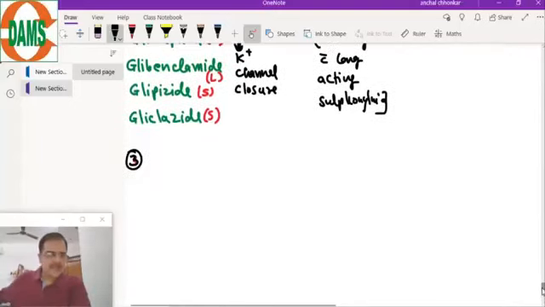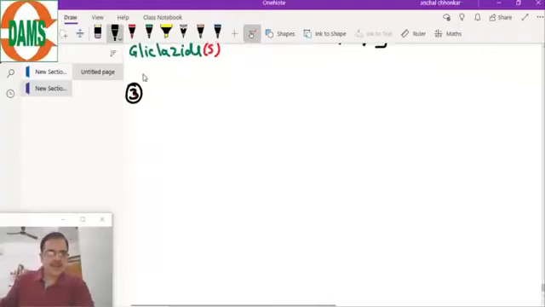Now, a disulfiram like reaction with alcohol can take place. So you should tell the patient to avoid alcohol. With these drugs, alcohol should be avoided. A reaction can take place. Now, coming to the number third, thiazolidinediones.